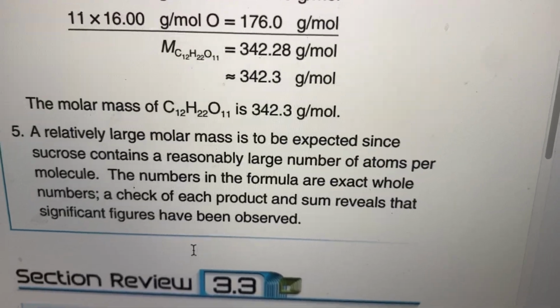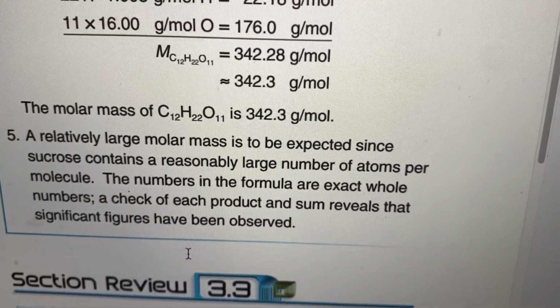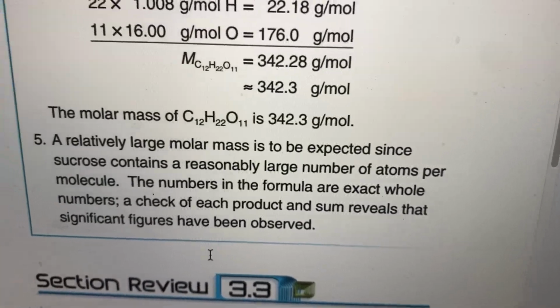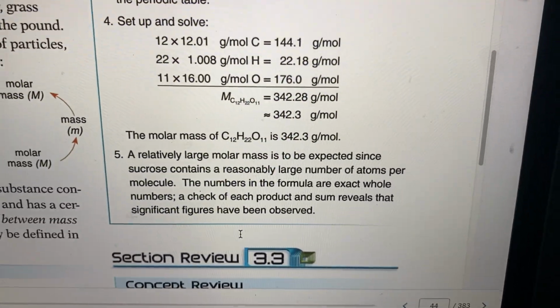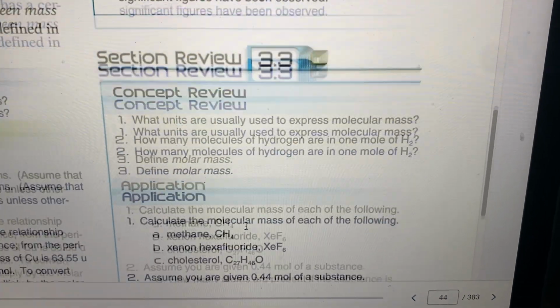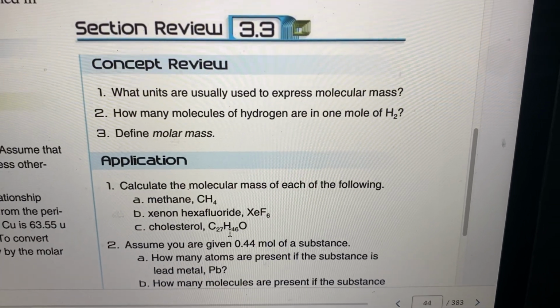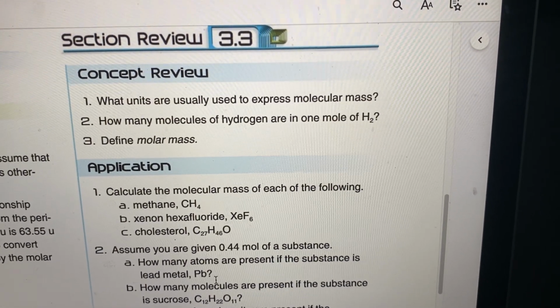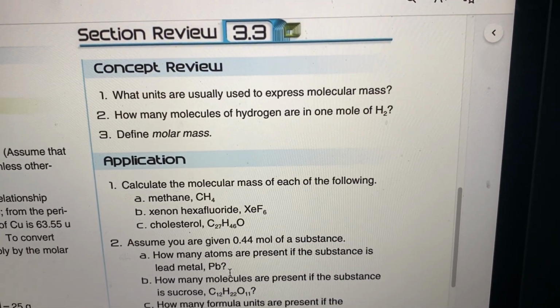And so we have a large amount. The numbers in the formula are exact whole numbers, so you can check each one. So anyway, we're going to learn how to do those. So now the concept review.